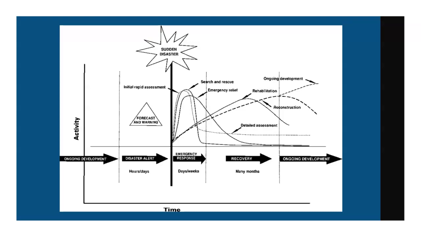A better view of it, as we can see here, is ongoing development or disaster alert. Whether this is days or events, or we may not actually have an alert at all. In this case, we're talking about a forecast or a warning, such as a hurricane or a bad storm. Event happens, and you see this spike of emergency response. You get your search and rescue, and your initial rapid assessment of damages starts, and then that dies off really quickly and goes back to normal.